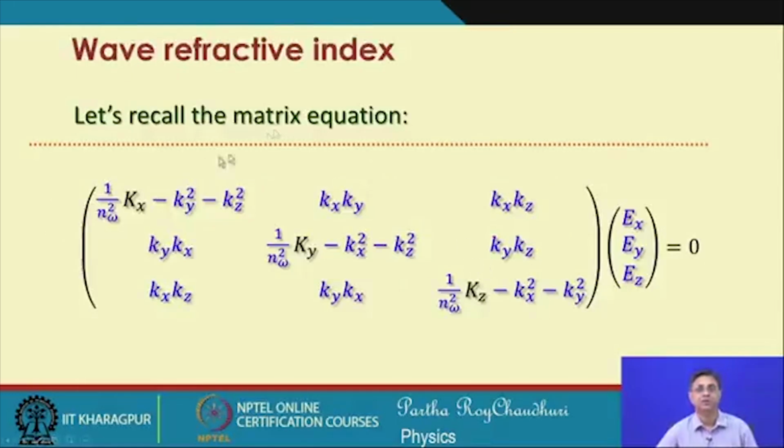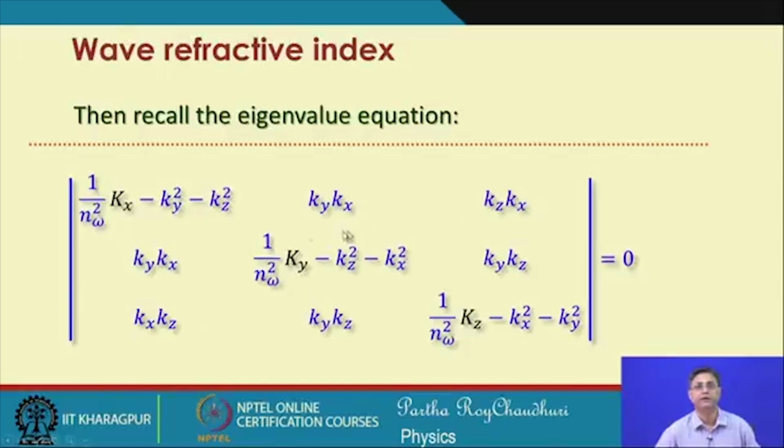So, we have seen this characteristic equation, that is an equation which has similar diagonal elements and similar off diagonal elements connected with this Ex, Ey and Ez equal to 0. So, the determinant value of this matrix will be equal to 0 for the non trivial solution for this n omega square, the refractive indices associated with the wave.